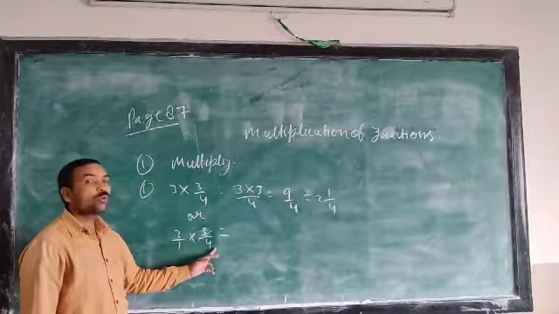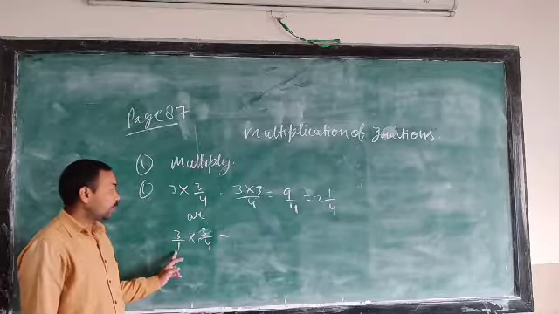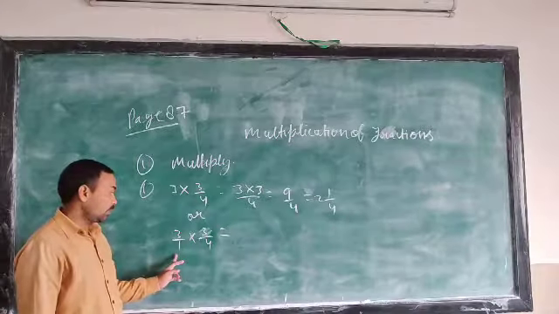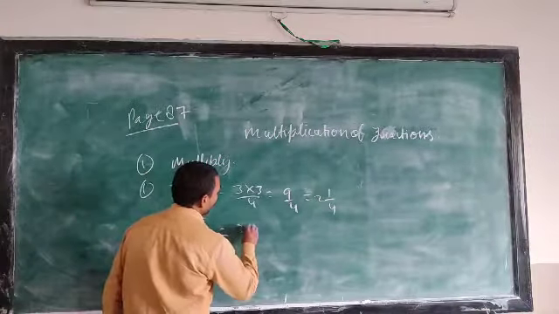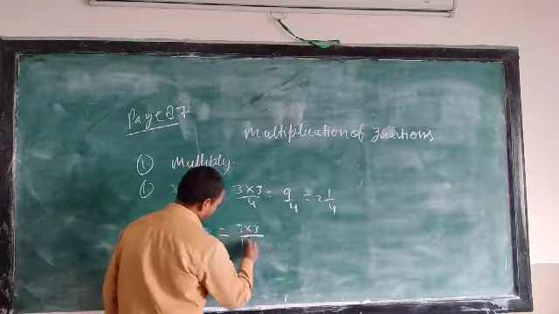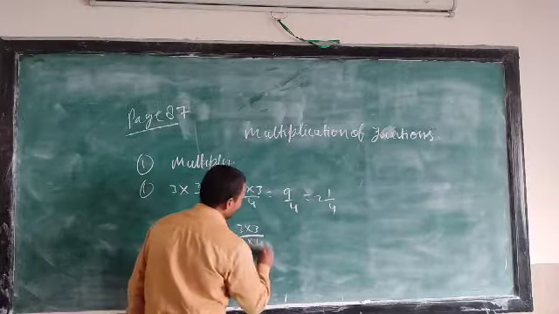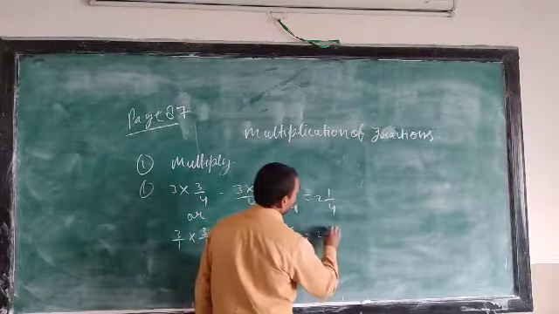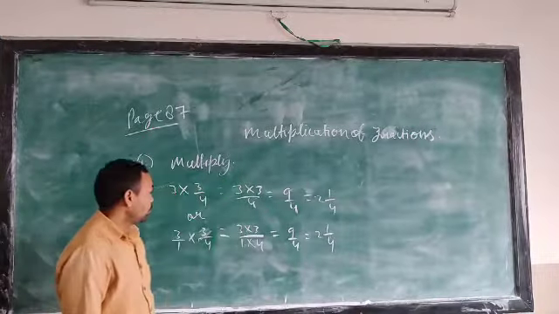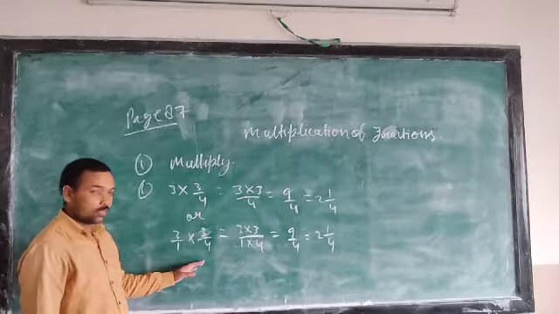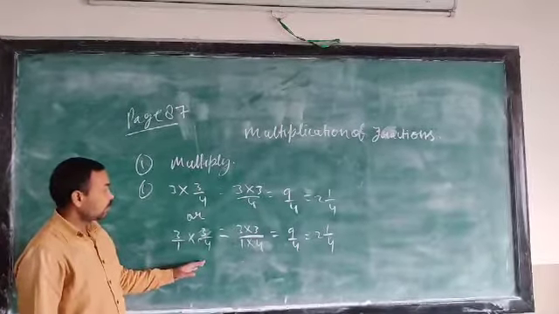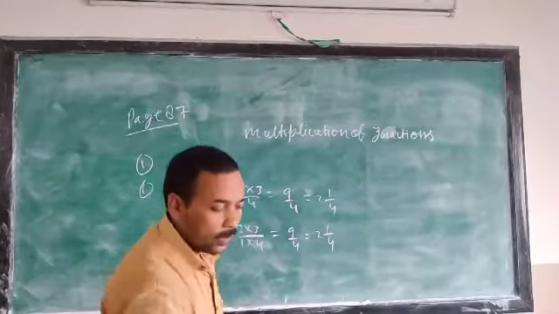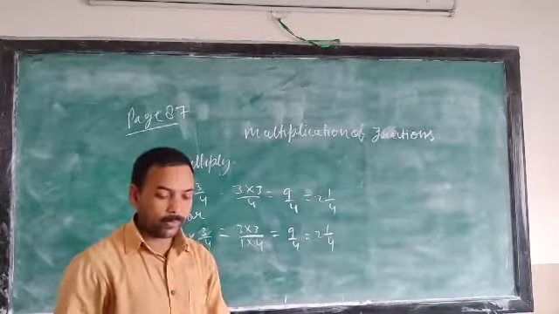Here 3 and 4, no common factor. 3 and 1, no common factor. 3 and 4, no common factor. 3 and 1, no common factor. So you should multiply numerator to numerator and denominator to denominator. So this will be 9 by 4. And this can be written here, or you can write it with one more step this way. So you can multiply this way or this way. Both are correct. Whatever is easy for you, you should apply that way. So I hope you understand how to multiply this type of question.